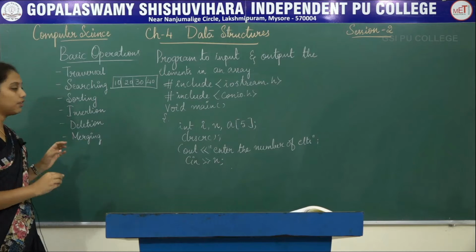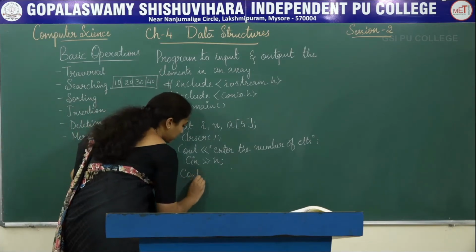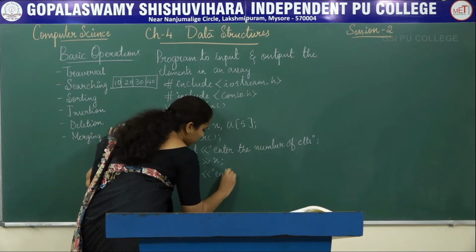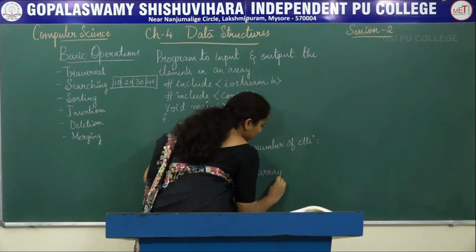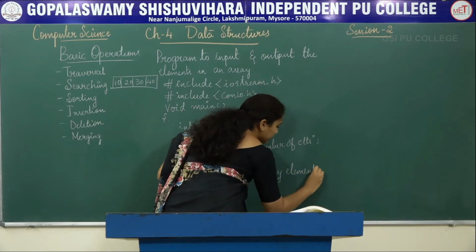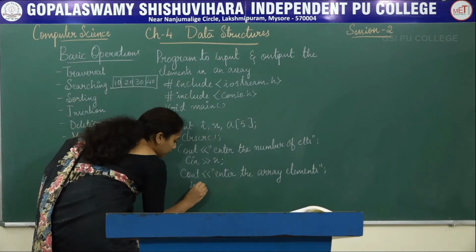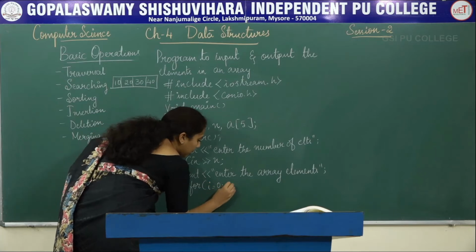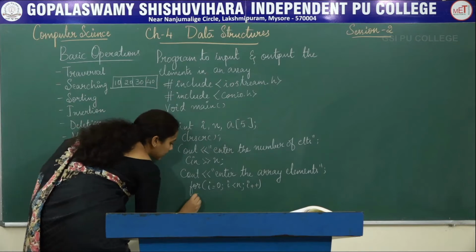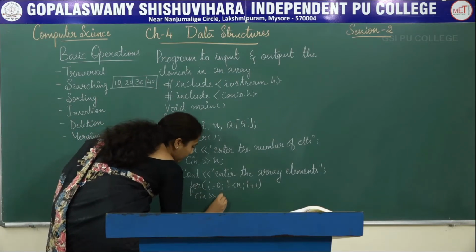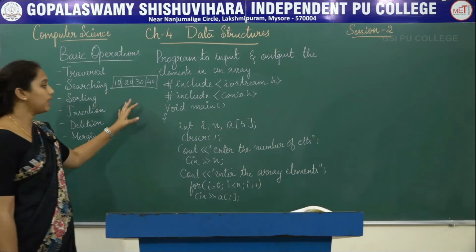Next, what we have to do? We have to enter the elements now. So, cout, enter the array elements. For this we have to use a for loop: for i is equal to 0, i less than n, i plus plus, cin A of i. So, we have entered the elements into an array.